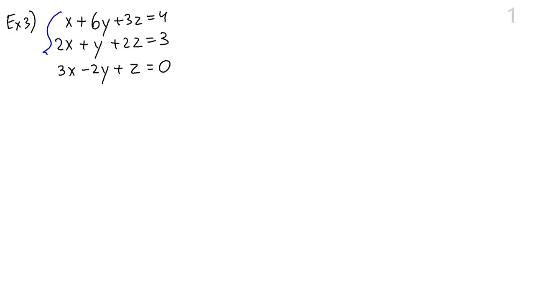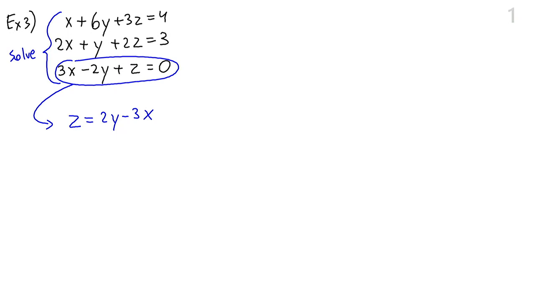One thing that we should notice about the system is that the right-hand side of one of the equations is 0. This makes it a bit easier to work with. That means we can express z in terms of x and y. So we're going to convert this one and express z as 2y minus 3x. And now we can substitute that value of z in the first two equations.